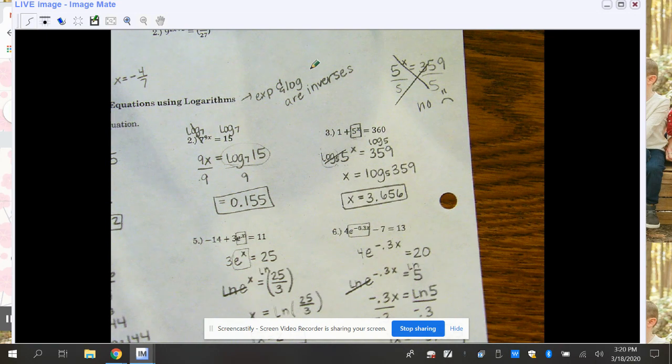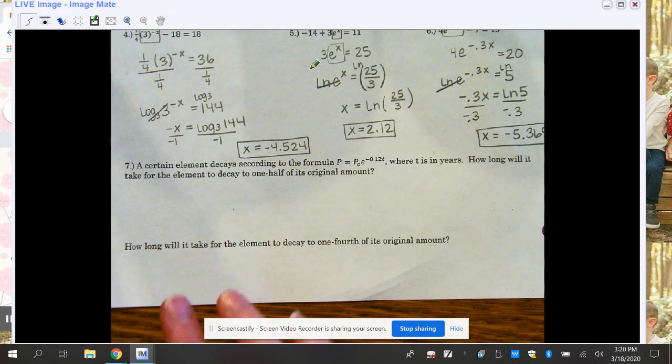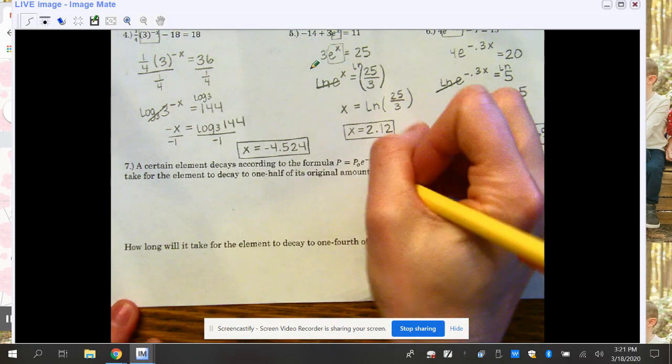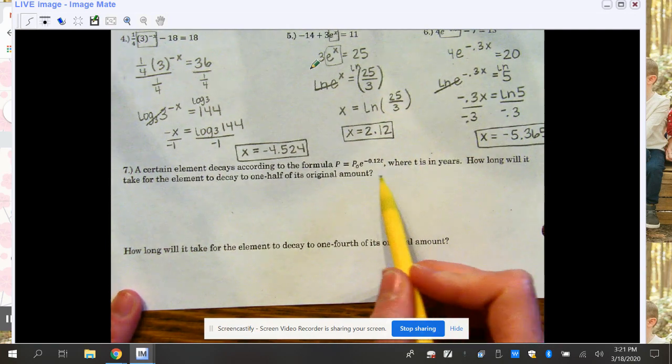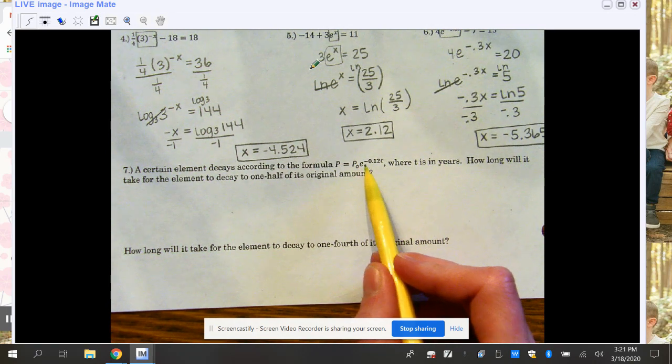All right, so now if we look at this last word problem here, it says a certain element decays according to the formula P equals P sub 0 times e to the negative 1.2t, where t is in years. How long will it take for an element to decay to 1/2 of its original amount? So first we have to think back to, this is exponential continuous growth, because we've got that e value, not an a value, the e to the k here.